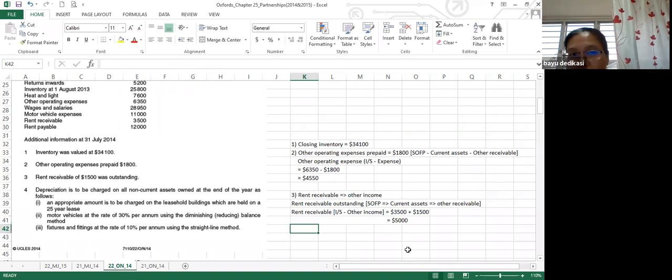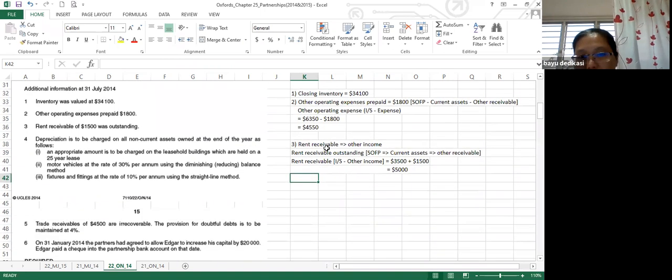So this is the amount that we have for the rent receivable to be recognized under other income. Next, depreciation to be charged on all non-current assets owned at the end of the financial year. An appropriate amount to be charged on the leasehold building which are held on the 25 years. They say appropriate amount, but how do we know what is appropriate? We see this one is a 25-year lease. Asset under the lease, you need to calculate according to the lease year.